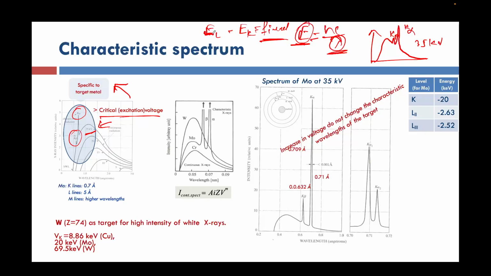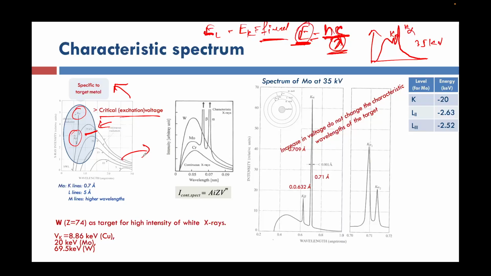So since they have a fixed amount of energy, the energy hc by lambda corresponds to a fixed lambda. That means the lambda also is fixed for a material. So when you are plotting an intensity versus wavelength diagram, the K alpha and K beta, let us say from 25 kilovolt, I am able to see that 25 kilovolt is the critical excitation voltage, and at 25 kilovolt I am getting my characteristic radiation. These are all continuous radiation which I am not bothered about currently.